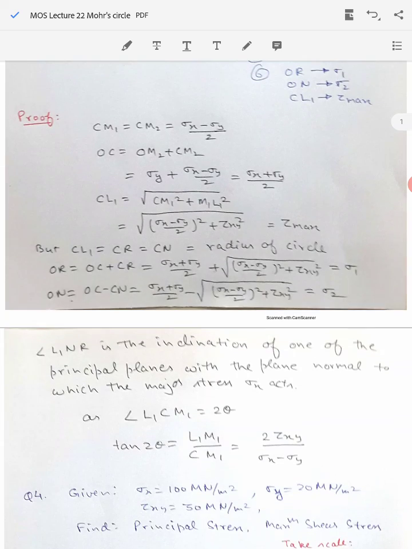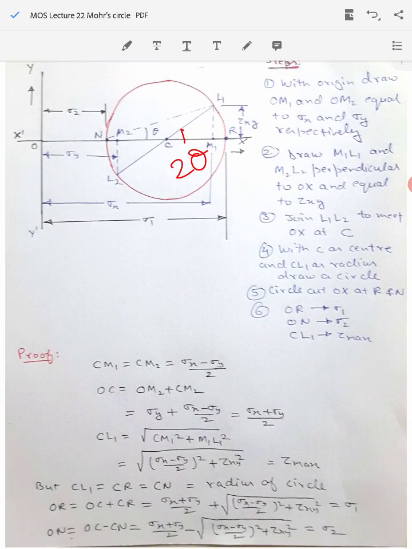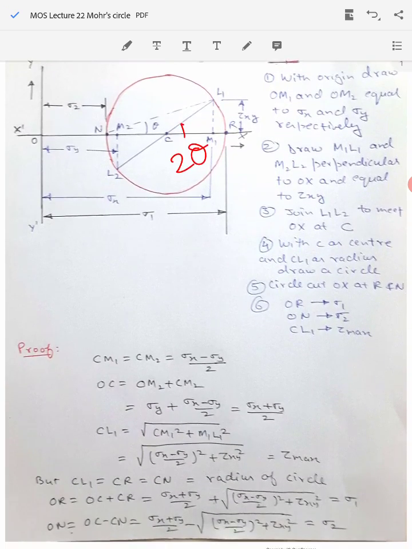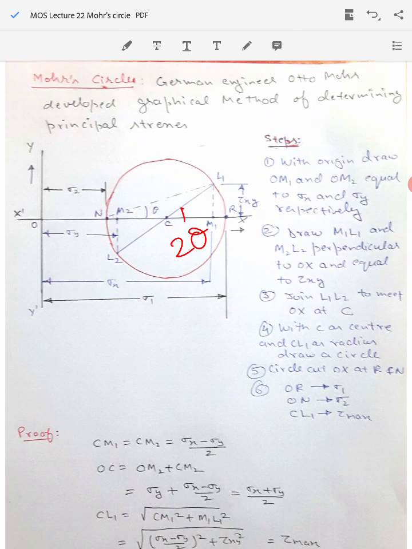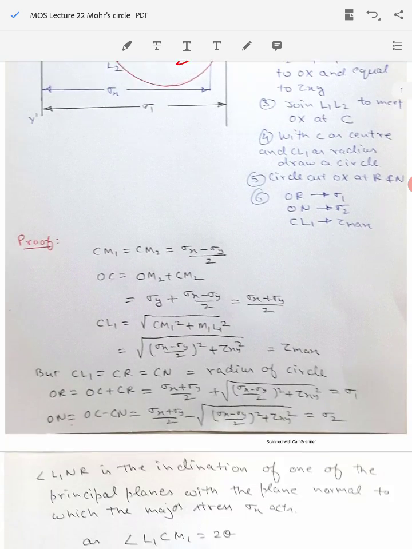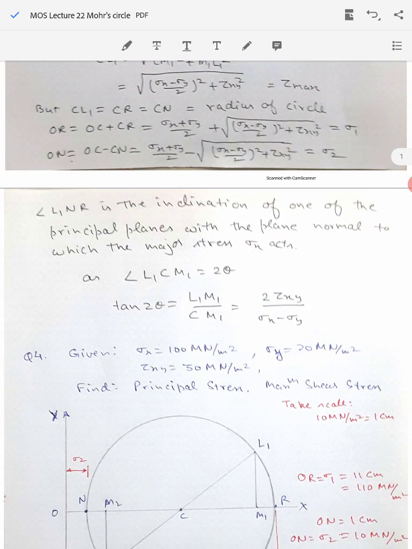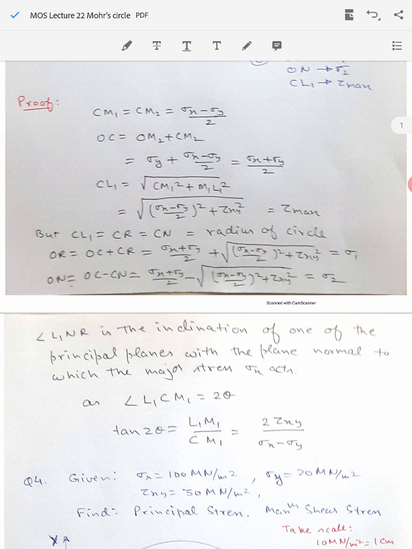In that case, I can say that tangent of 2 theta is equal to L1 M1 divided by C M1. This is what I have written here: tan 2 theta is equal to L1 M1 divided by C M1. What is L1 M1? L1 M1 is your distance tau xy. And what is CM1? CM1 is equal to (sigma x minus sigma y) by 2. So if you substitute it here, it becomes 2 times tau xy divided by (sigma x minus sigma y).